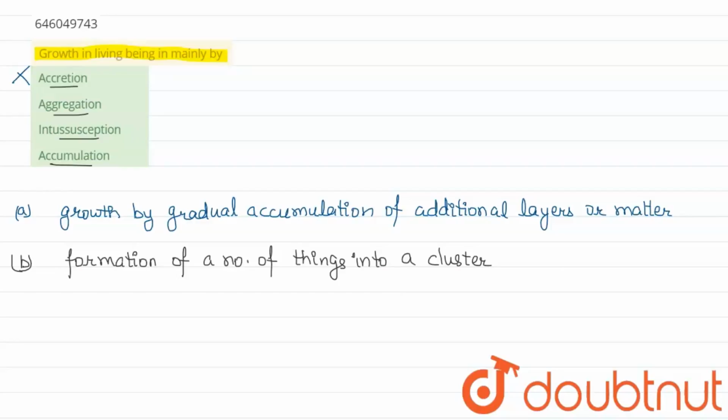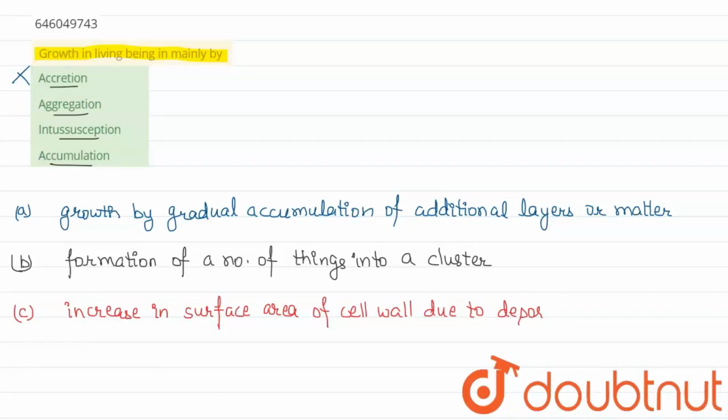Coming to the third option, we have interception. So interception is the increase in surface area. It refers to increase in surface area of the cell wall, and this increase in surface area is due to the deposition of cellulose. So it is due to the deposition of cellulose.